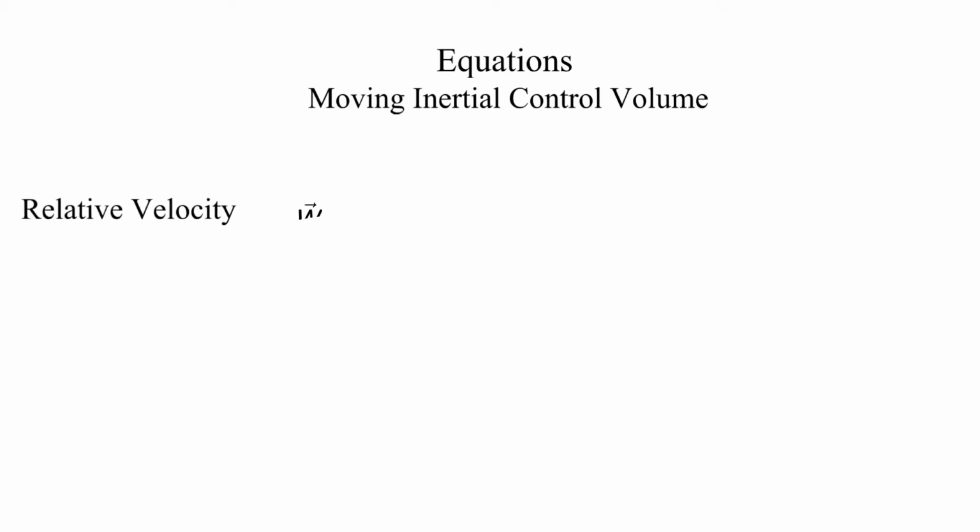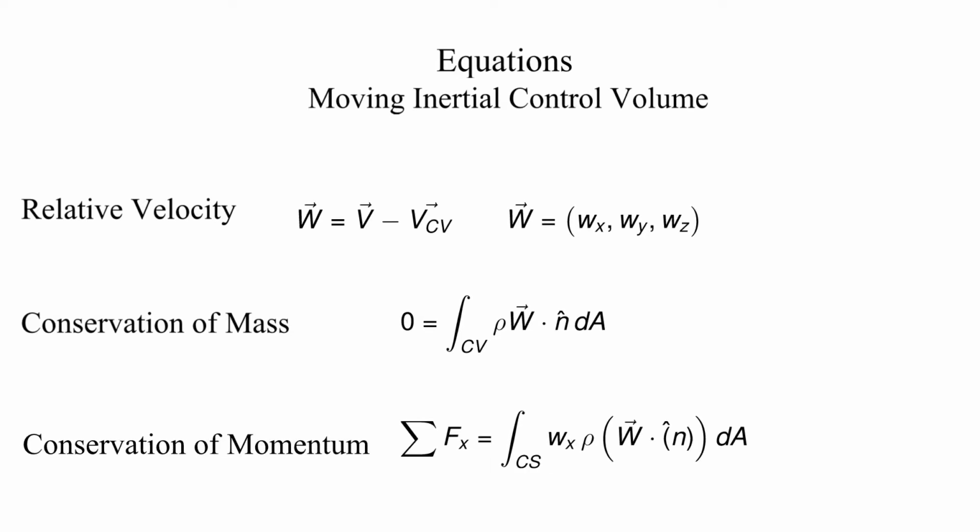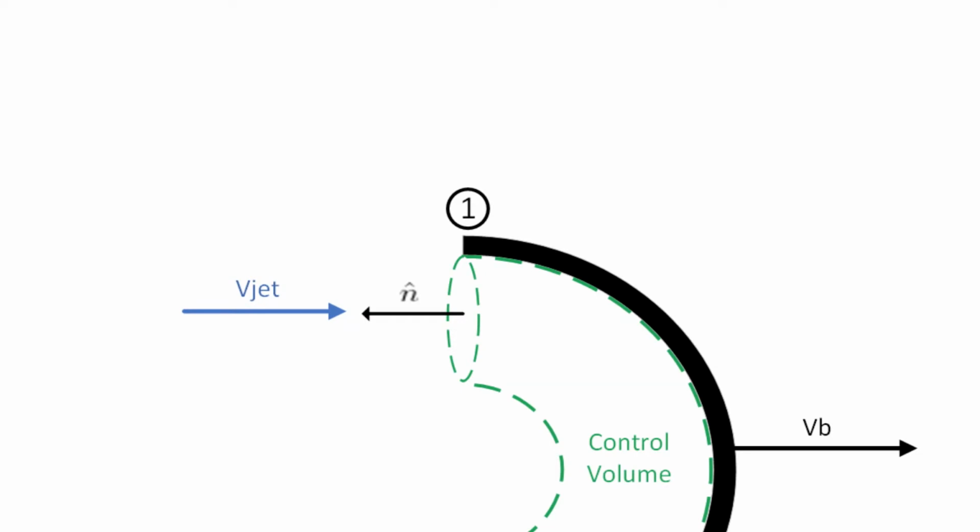The turbine blade is moving at a constant speed, so we will be utilizing a moving inertial control volume approach. The relative speed is defined as the difference between the fluid velocity and the control volume. The equations for conservation of mass and conservation of momentum are the same as used in a previous instructional snippet for fixed control volumes, except that we have substituted in the relative velocity for the fluid velocity. We can also note that since we will only be using the conservation of momentum in the x direction, we have dropped the vector notation.